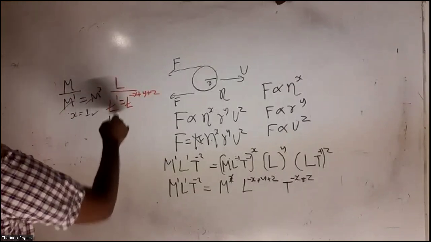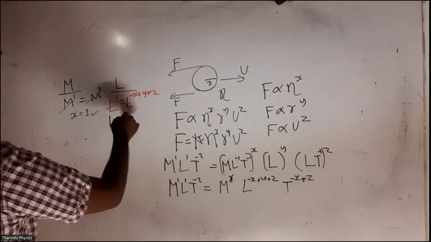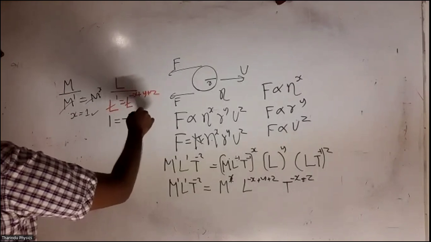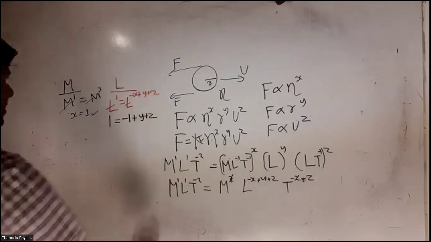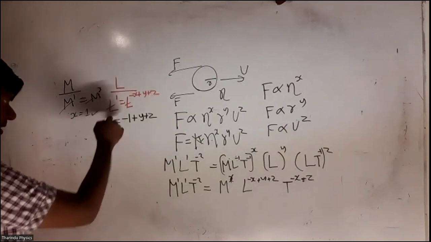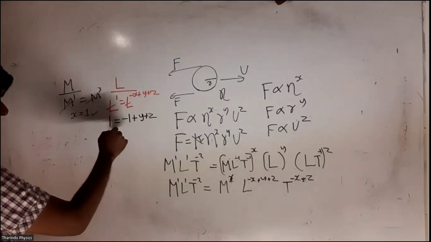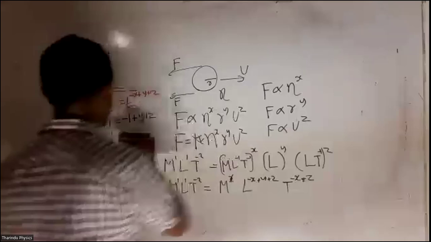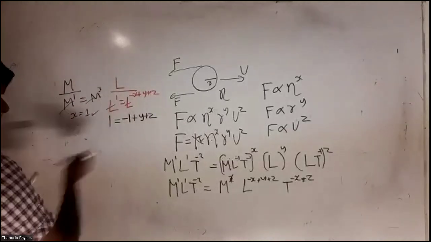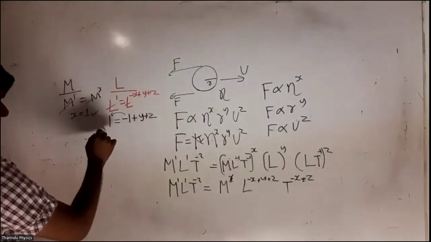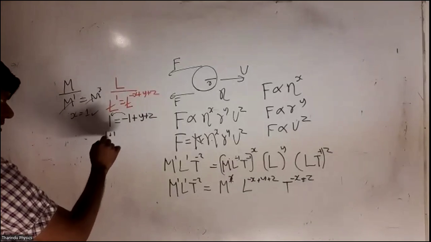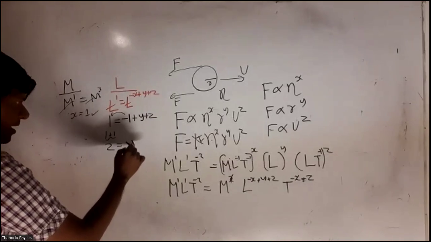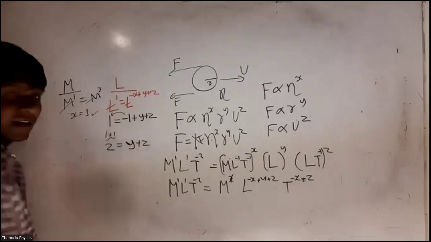1 equals minus 1 plus y plus z. This comes to here, then 2 equals... if you don't understand why it became 2, here minus 1, when minus 1 comes to here, it becomes plus 1. 1 plus 1 becomes 2. 2 equals y plus z.